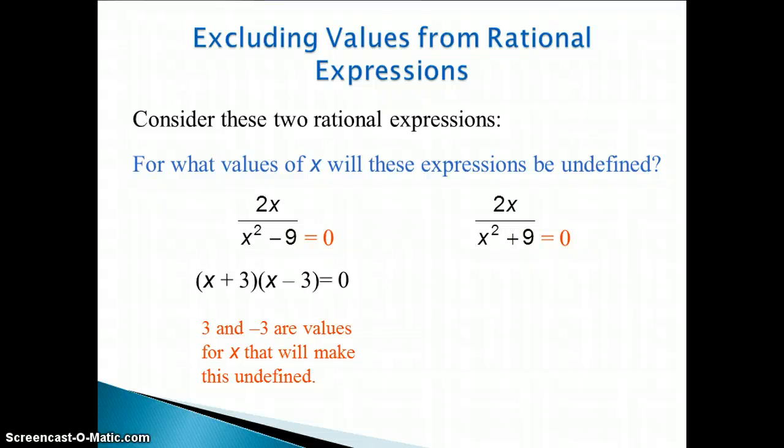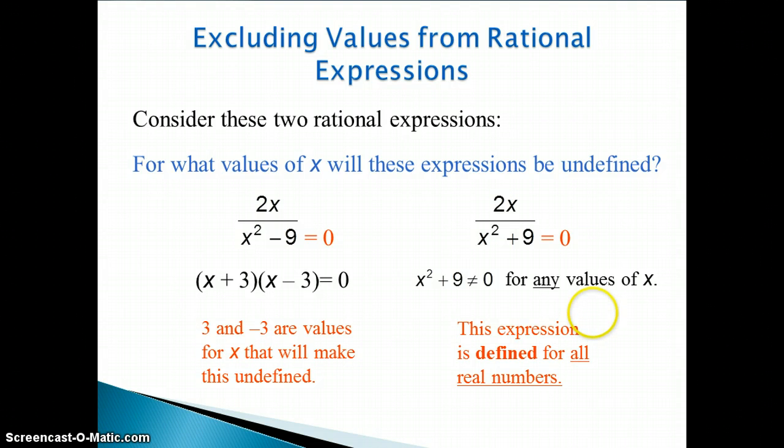So there's no way that x squared can ever equal negative 9, which means x squared plus 9 cannot equal 0 for any values of x. So we say that this expression is defined for all real numbers. And that's because there are no real numbers for which it is undefined.